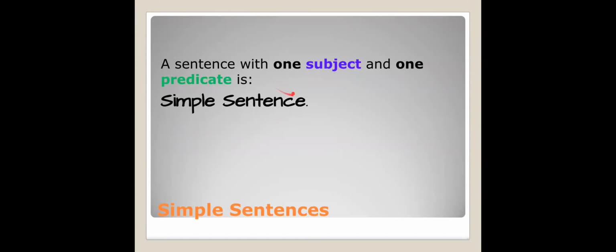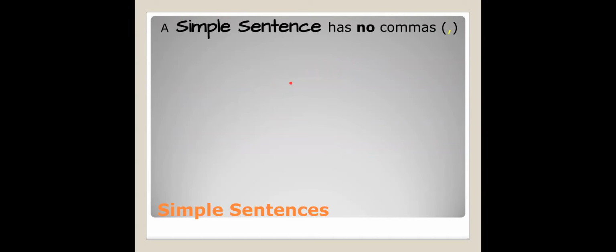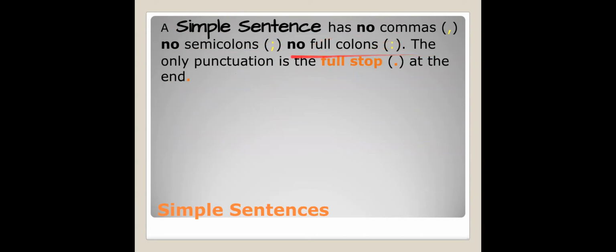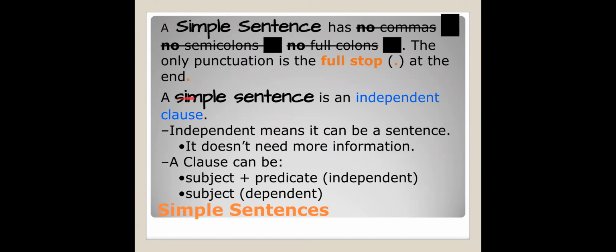Okay, so some things to remember about simple sentences is that simple sentences don't have commas, they don't have semicolons, but we don't use these very commonly, and they don't have colons. Okay. The only punctuation is the full stop, exclamation point, or question mark. So the end marks, right? So it should actually be full stop, exclamation mark, or question mark. Those are the way we end simple sentences. Okay. But a simple sentence is also, we can say, it's like an independent clause.